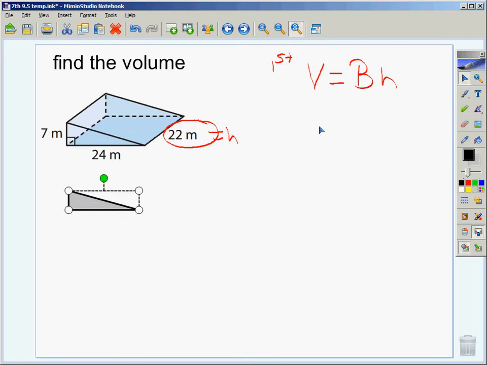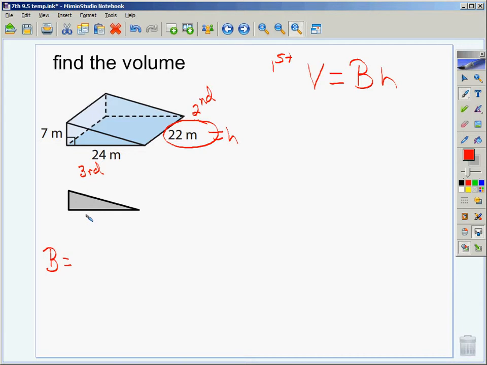Okay? The first step is here. The second step was here. The third step is to what? Separate out that base shape. Because this is where B is going to come from. We need the area of this base shape.